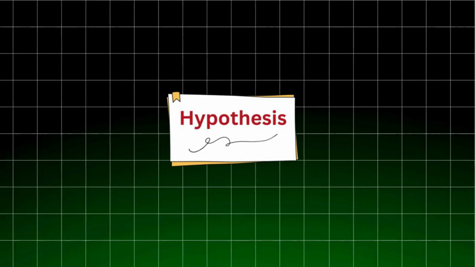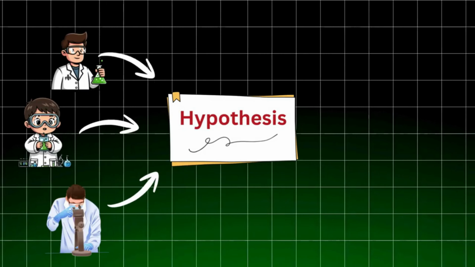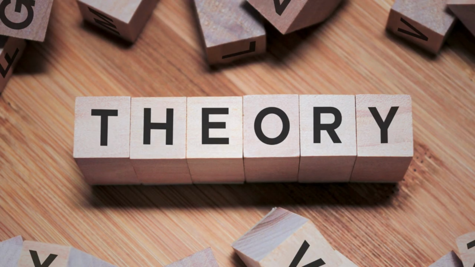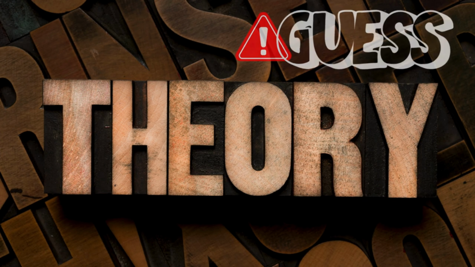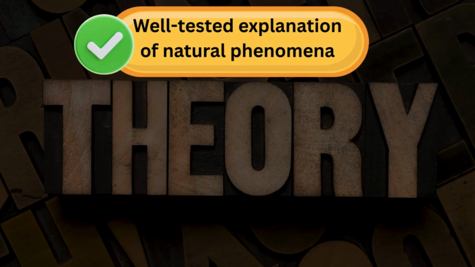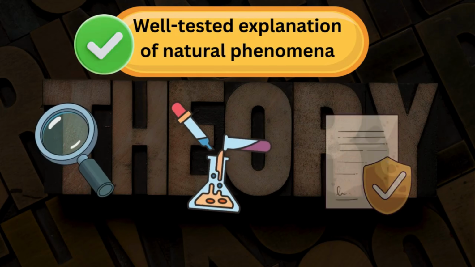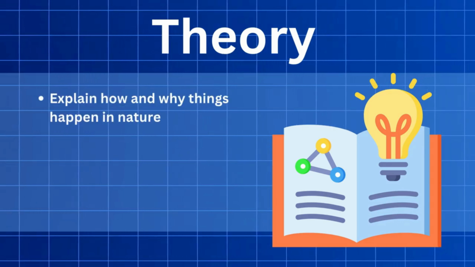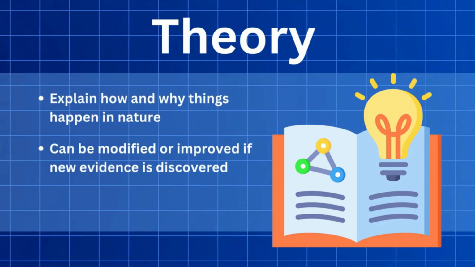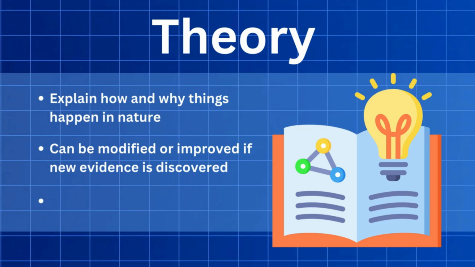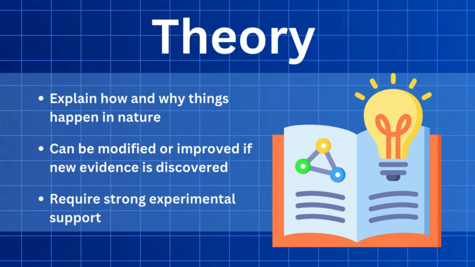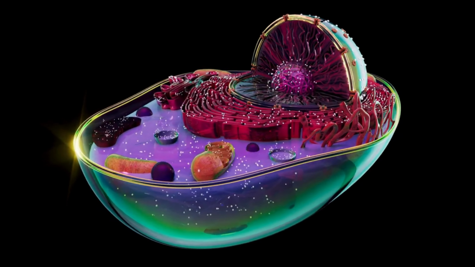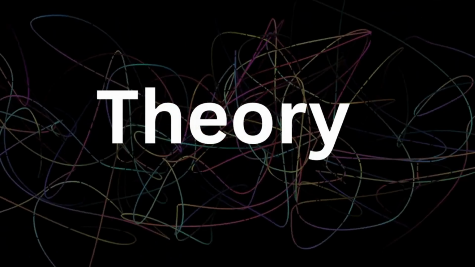When the same hypothesis is tested repeatedly by many scientists and consistently supported by strong evidence, it may develop into a scientific theory. A theory is not a guess. It is a well-tested explanation of natural phenomena based on observations, experiments, and verified data. Scientific theories explain how and why things happen in nature. They can be modified or improved if new evidence is discovered, but they are never accepted without strong experimental support. Examples include the theory of evolution and the cell theory. A theory represents one of the highest levels of scientific understanding.